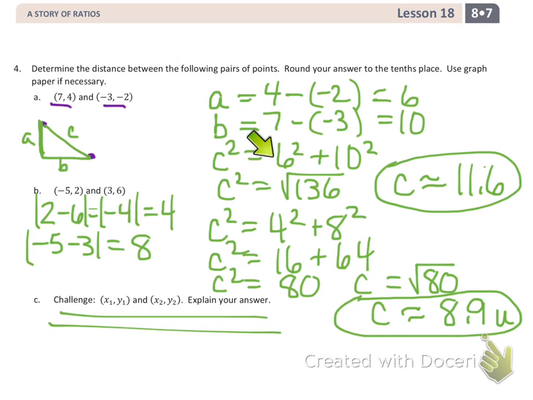So the square root of 136. Oh, I just saw a mistake there. C, not c squared. C is equal to that. I did that. Yeah, sorry about that. Hopefully you caught that.